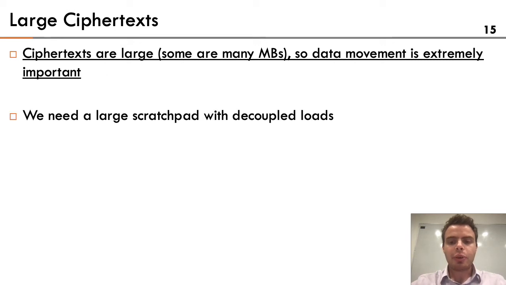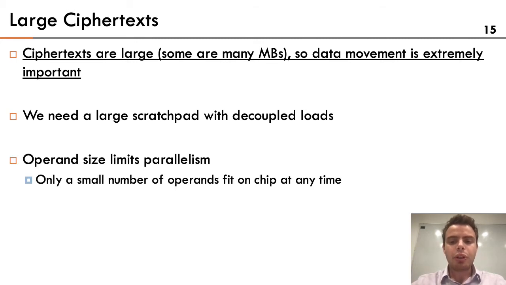To address this, we have a 64 megabyte scratchpad, and we decouple loads by explicitly fetching data ahead of time, all to avoid stalling on data movement. An important problem here is that the size of our operands limits our parallelism. Even with our large scratchpad, we can only fit a couple ciphertexts and hints on chip. This means that we can't just focus on functional unit throughput, but also functional unit latency. We address this through deeply specialized functional units designed to process operands extremely quickly.